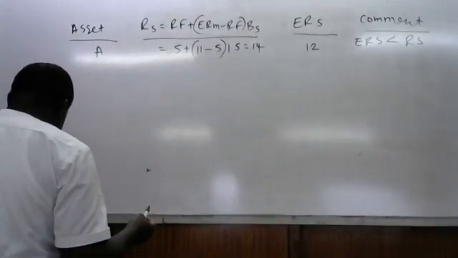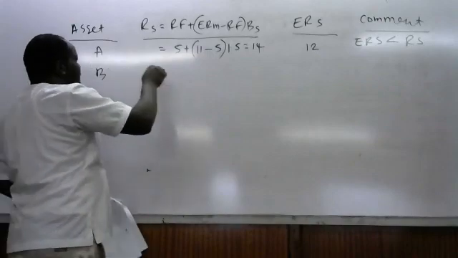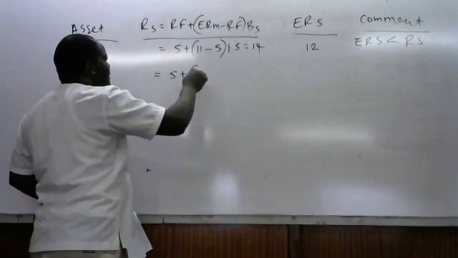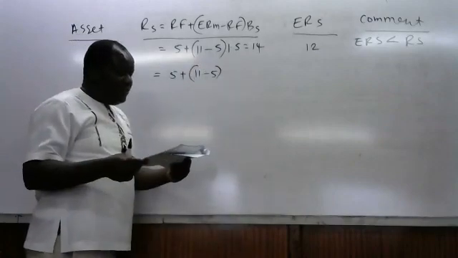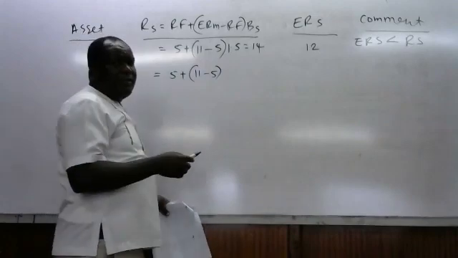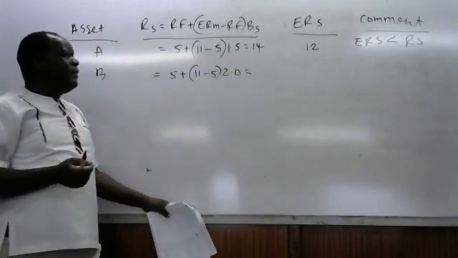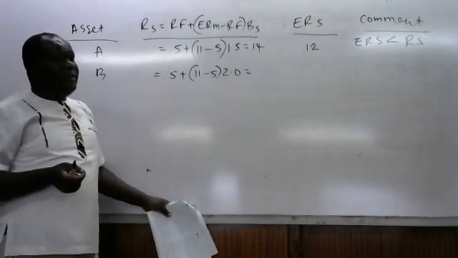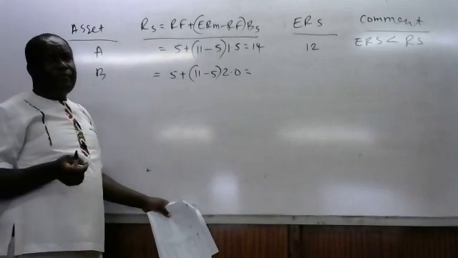Then we go to B. You can see it is still 5, then 11 minus 5. What is changing there is only the beta coefficient. This one is 2.0. Then we come up to the value for that.